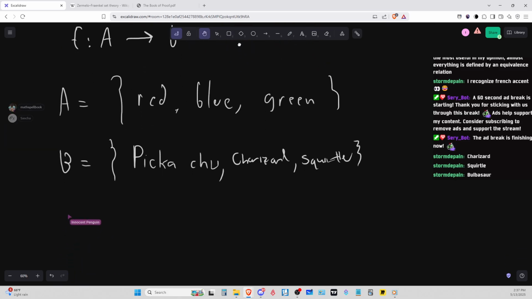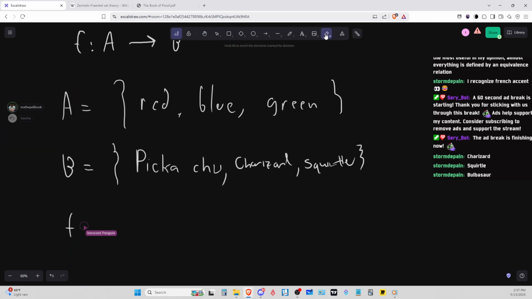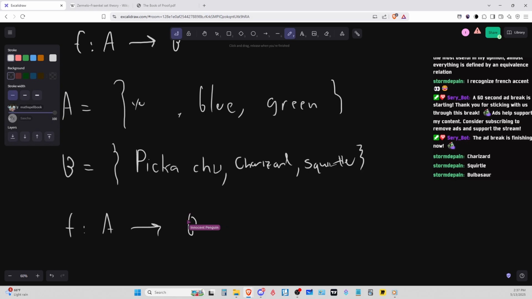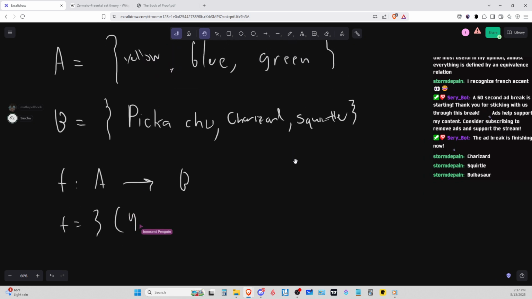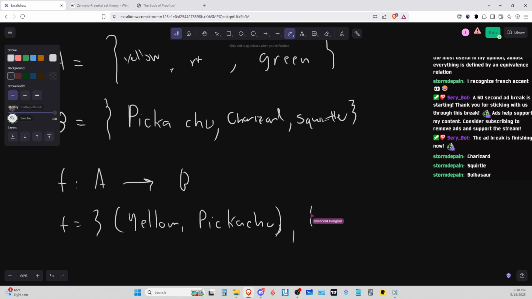Okay, so we can do a map from A to B. If we want to be very formal, we would say the function is a set of ordered pairs. I guess yellow is kind of Pikachu, so we're going to assign yellow to Pikachu. There's no red for Charizard, so I'm not sure which color we should take. Okay, red, and just erase that.